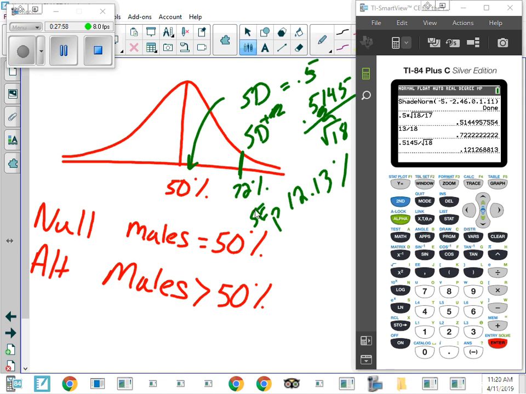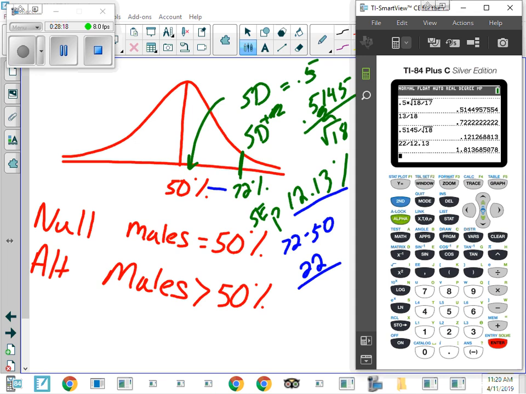So now I need to find the difference. 72 minus 50 is 22. I divide 22 by my SEP. 22 divided by 12.13. And I get a t-score of 1.81. How do I use a t-score? Well, you got to go to the t-table. Which row do we look at?